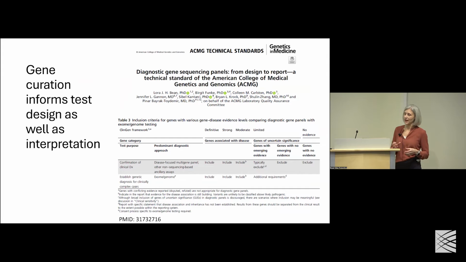So in addition to standardizing how labs are interpreting the relationships between genes and diseases, this is very important for how labs are defining tests as well. So shortly after the publication of this framework, the American College of Medical Genetics and Genomics incorporated this into their technical standards for the design of diagnostic sequencing panels, recommending that sequencing panel tests should really only include genes in these definitive, strong, and moderate categories, and that limited evidence genes, for the most part, do not belong on these panels and should only really be addressed in more broad-scale sequencing like exome and genome.